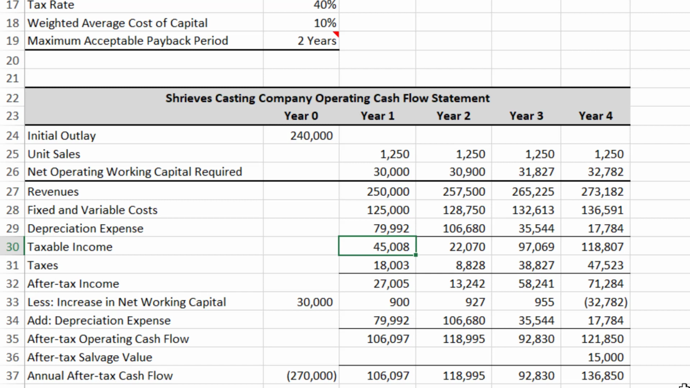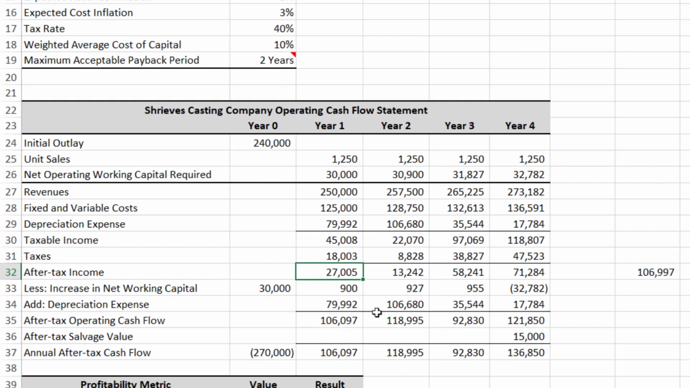And then revenue minus our fixed and variable costs minus our depreciation expense gives us EBIT, or I've called it taxable income here. Taxes are 40% of that. And then our after-tax income, this is not cash flow yet, but our after-tax income is $27,005. Now to that, we need to add our depreciation expense. And when we do that, we get our operating cash flow after tax.